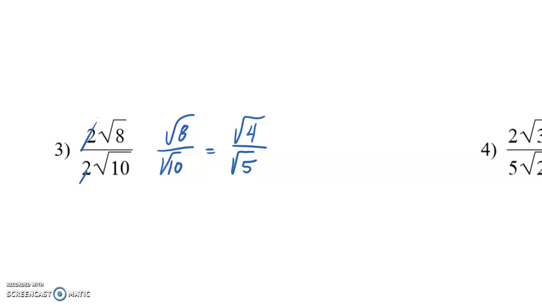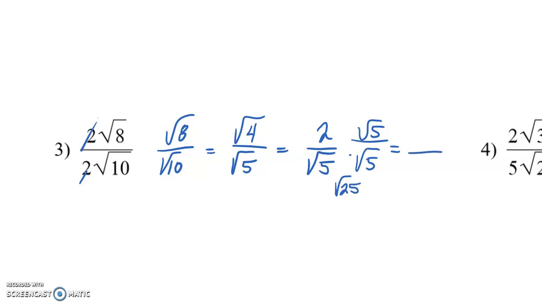And then I'm even going to look further to see that the square root of 4 is 2, and now I have 2 over the square root of 5. That is a simplified answer. The only problem with this answer is that the square root can't stay in the bottom, so I multiply top and bottom. This is going to give me the square root of 25 when I multiply, which is 5, and the top's going to be 2 root 5.